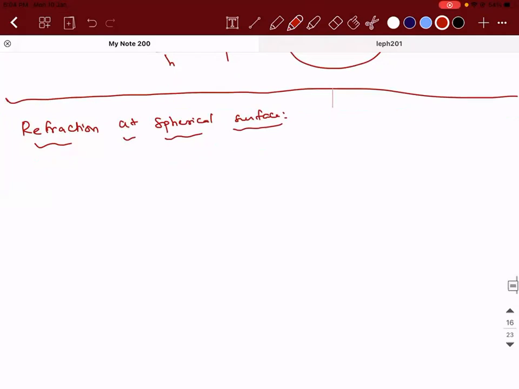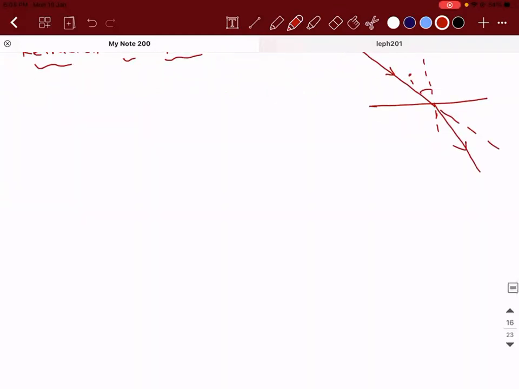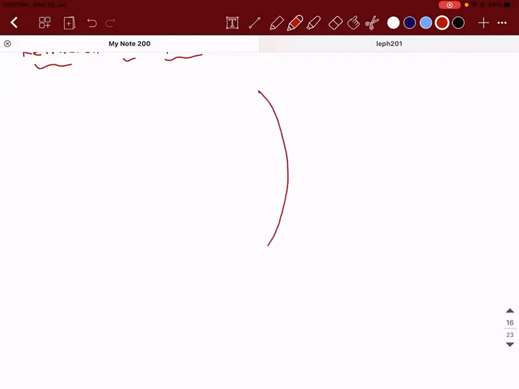Till now we were discussing what will happen when refraction takes place at a plane boundary. The ray will either bend towards the normal or away from the normal, depending on whether it is traveling from rarer to denser or denser to rarer. Now, if the plane boundary is replaced with a spherical boundary, how do we account for the refraction at that particular surface?